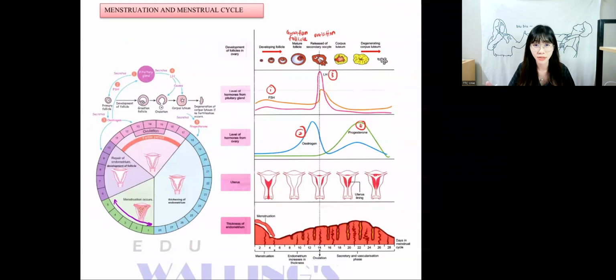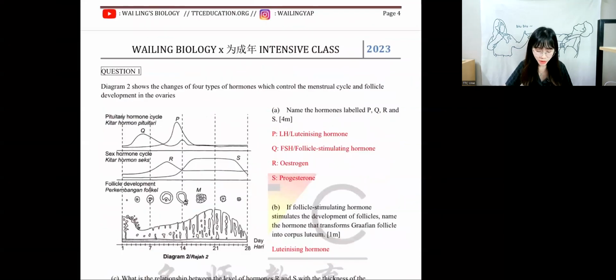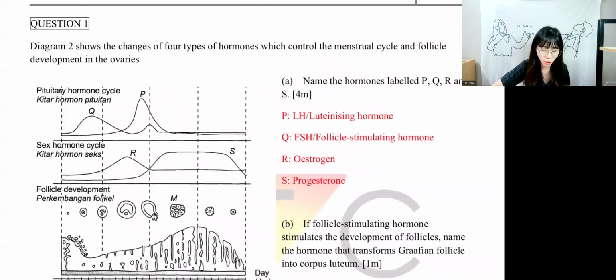Okay, this is a very important graph that you have to understand. I'm going to show you an example of how the question is going to ask you. So first, we're going to go through this question so you can understand better how it works. Diagram 2 shows the changes of 4 types of hormone which control the menstrual cycle and follicle development in ovaries. Name hormone labelled P, Q, R, and S.